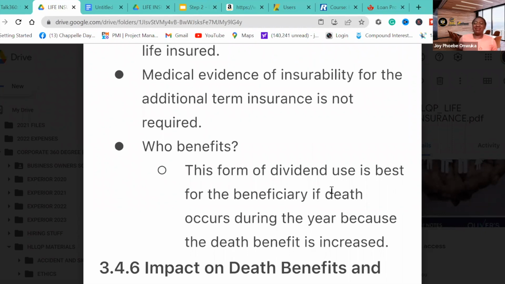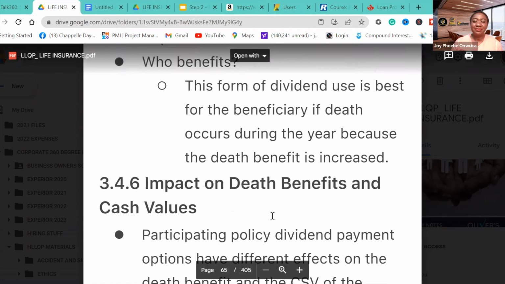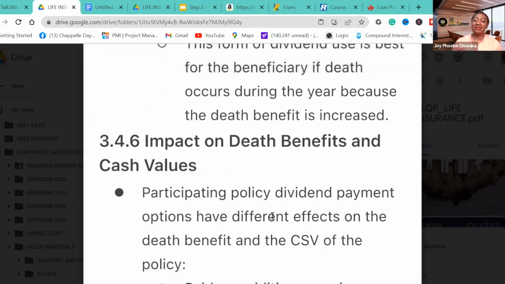Exactly. For example, if this person has 500,000 of whole life, and takes on this 100,000 term for 1 year, if the person passes away in the course of the year, the beneficiary will receive 600,000.